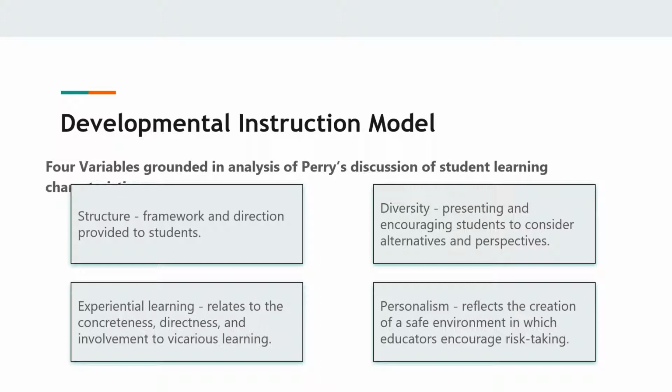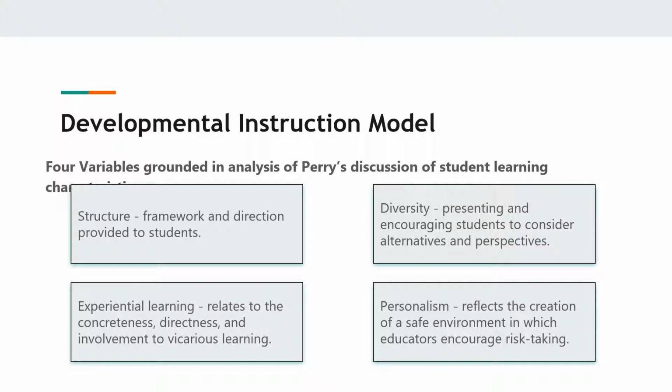Experiential learning relates to the concreteness, directness, and involvement to vicarious learning. Students are in need of this type of learning throughout, but it is most needed in the early stages. The last variable is personalism, which reflects the creation of a safe environment in which educators encourage risk-taking. Once again, this is most important for students in the early stages of Perry's scheme.